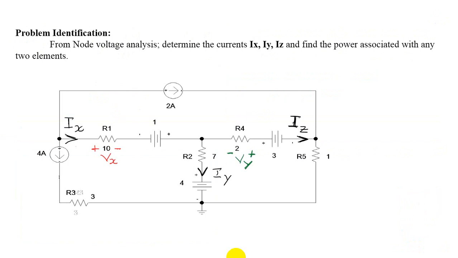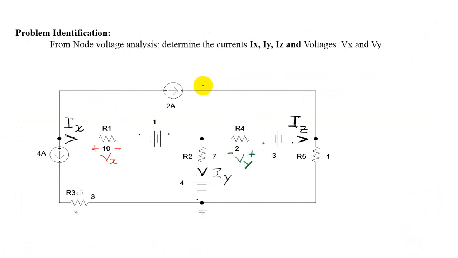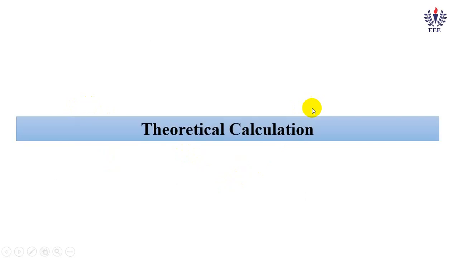So the aim and application of the problem: for node voltage analysis, we need the currents Ix, Iy, Iz and the voltages Vx and Vy. So this is your voltage Vx, Vy, and these are the currents Ix, Iy, and Iz. Let's see how we solve them. Let's move on to the theoretical calculation.